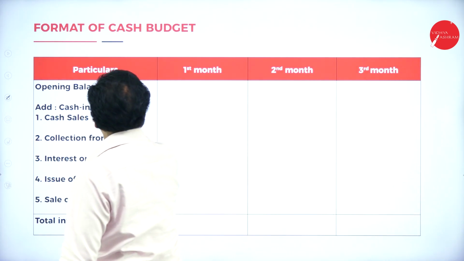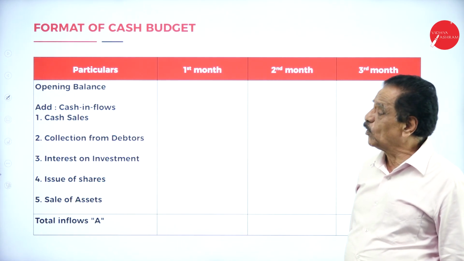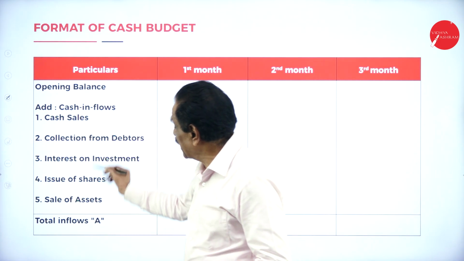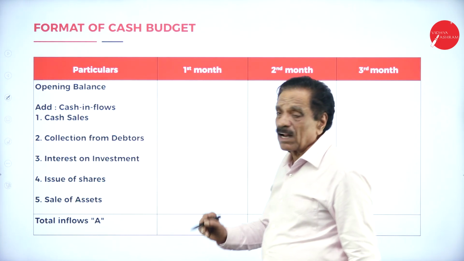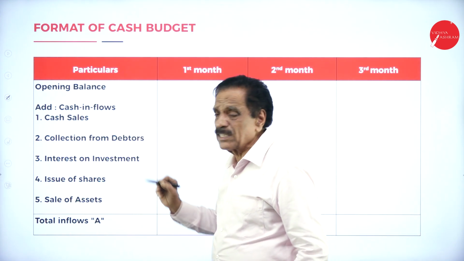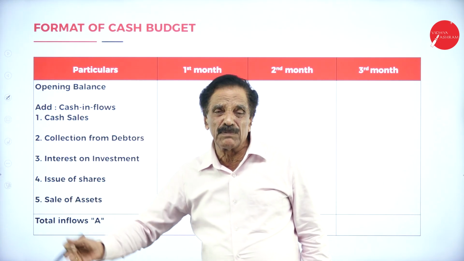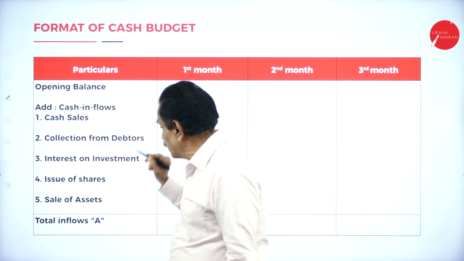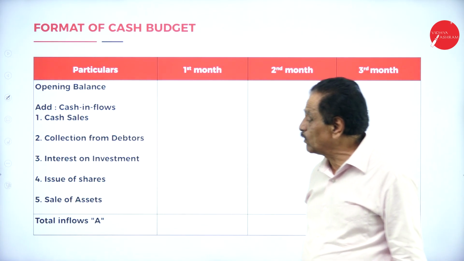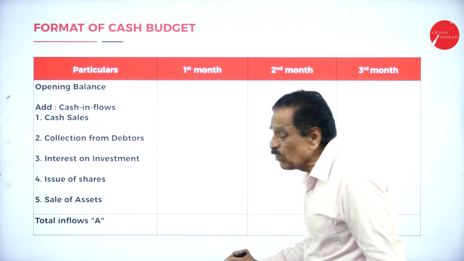We start with the opening balance. This is the closing balance of the last year. Next year it becomes the opening balance. Add cash inflow: first cash sale, then collection from debtors. When you make a credit sale, they are going to pay after 1 month, after 2 months. That is the collection from debtors. Interest, if you have invested, there is interest on investment you got. Issue of shares, sale of assets. Those are all the cash inflows.